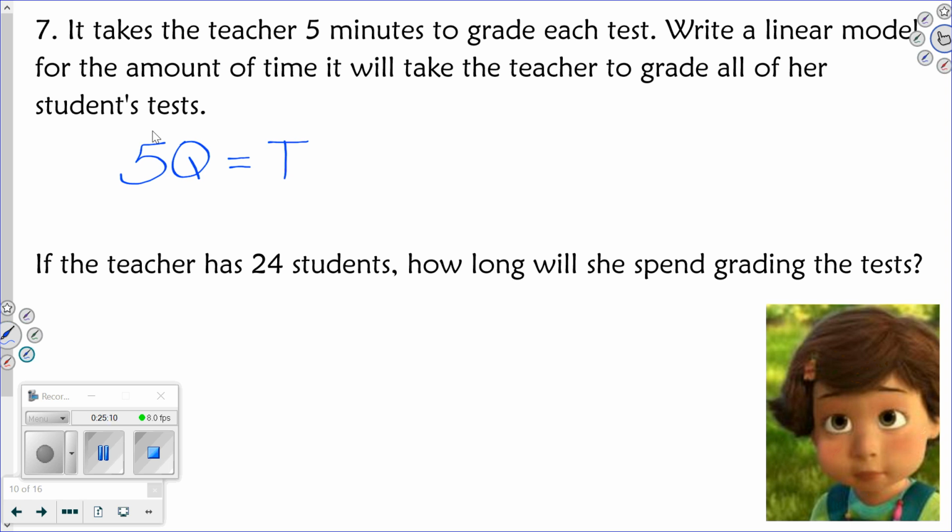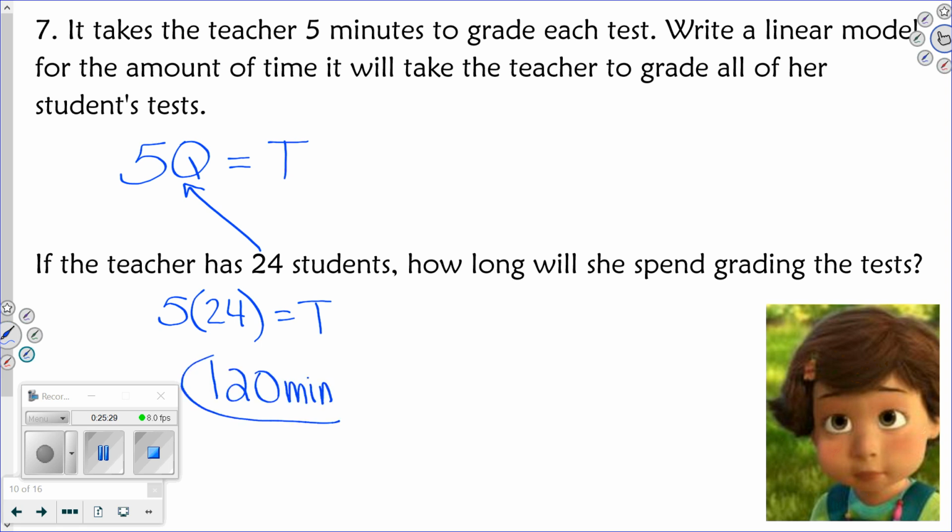Where's the 24 go? To go in for Q or T? Q. 24 students means 24 quizzes, right? Or 24 tests. So 5 times 24 equals the time, which is how long? 120 minutes. You're right. So that would be 2 hours if you want to kind of think of it that way.